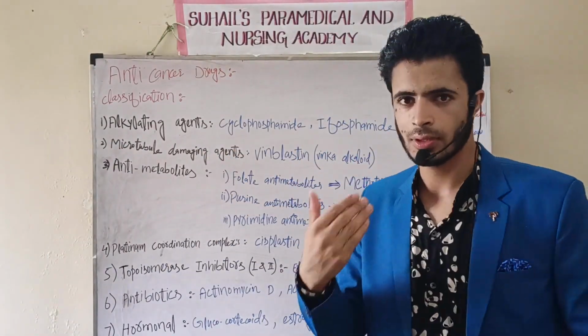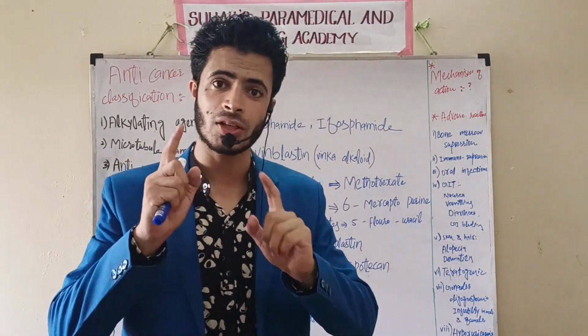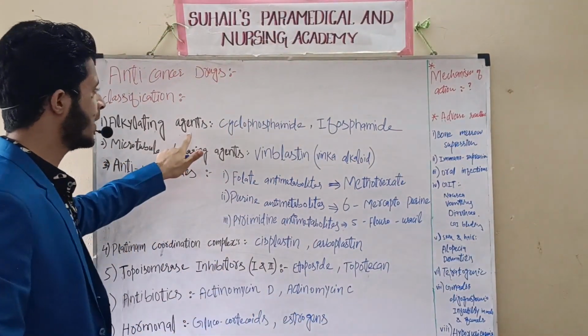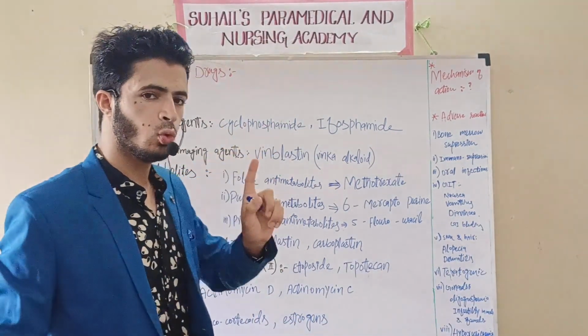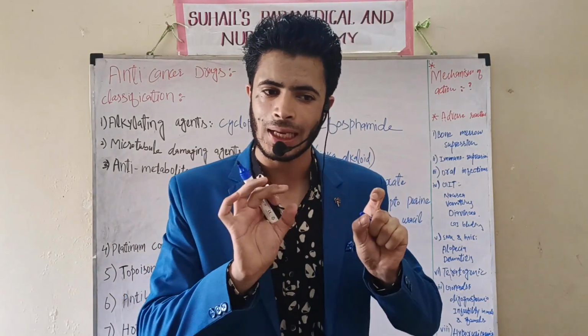Remember, first of all I will tell the names of the drugs. Then, during the mechanism, you will understand what they are actually doing. The first is alkylating agents. There are two drugs which come in the classification of alkylating agents.